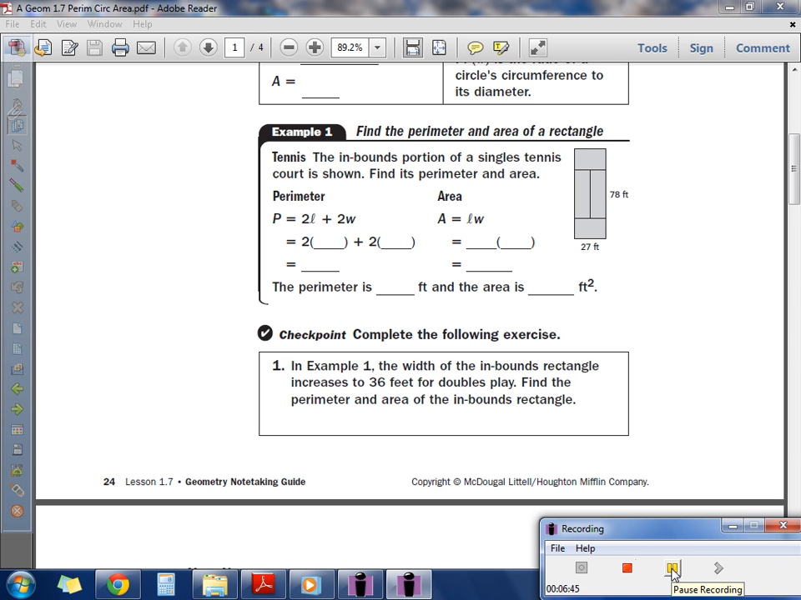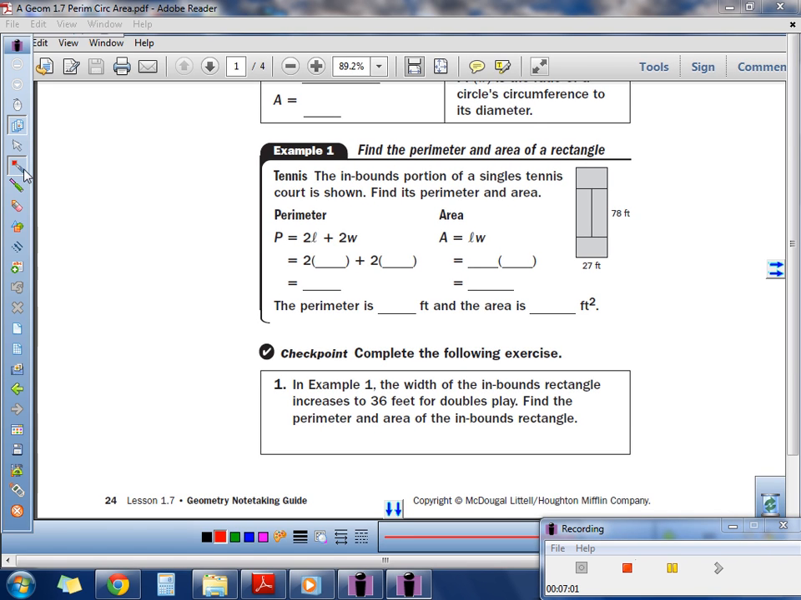In example 1, it says, in the inbounds portion of a singles tennis court as shown, find its perimeter and area. So we can do that fairly easily if we use the 2 formulas. I think area is the easiest one. So let's try that first.